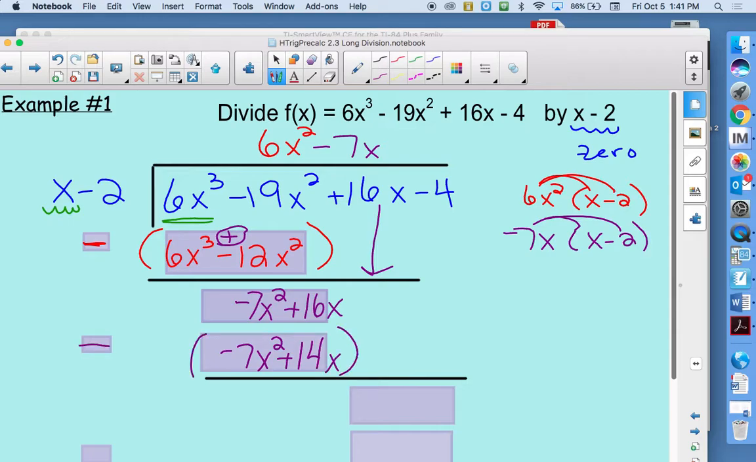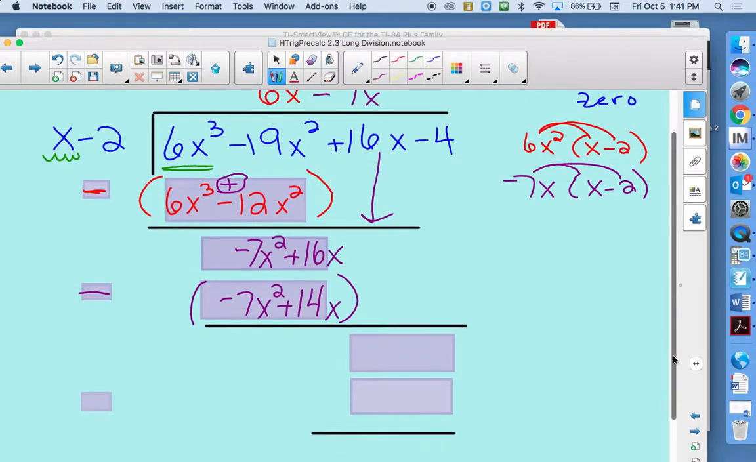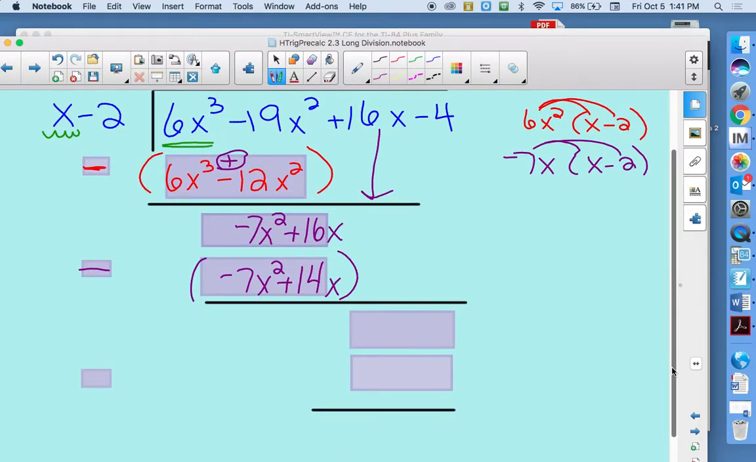And subtract again. So multiply, subtract. Be careful when you subtract. So you have a minus negative 7, that turns into a plus. We have a negative 14, so that turns into a minus sign. I just kind of changed my signs in the middle so I can quickly look down. So negative 7x squared plus 7x squared goes away. 16x minus 14x is 2x.